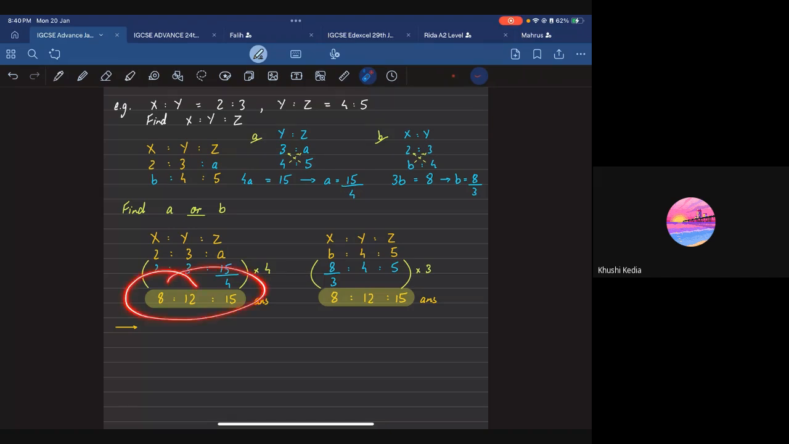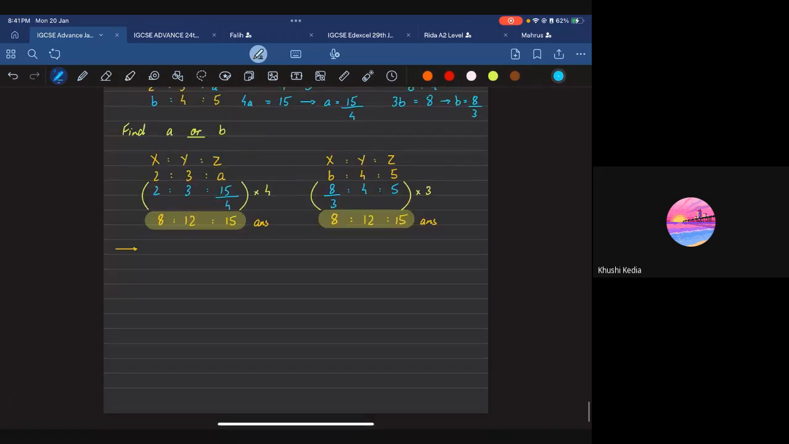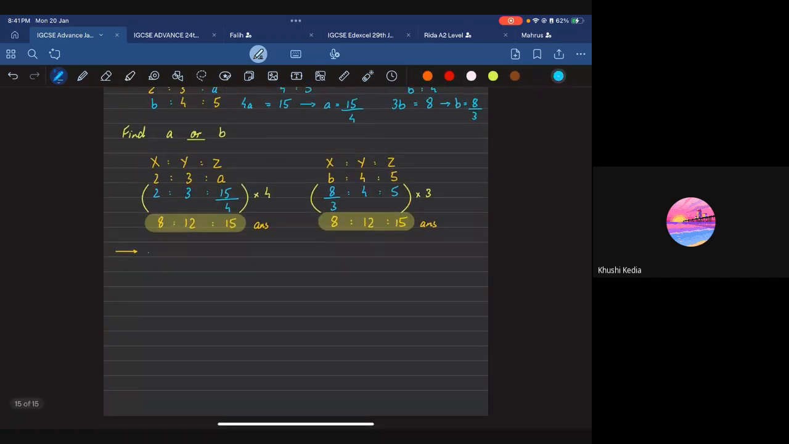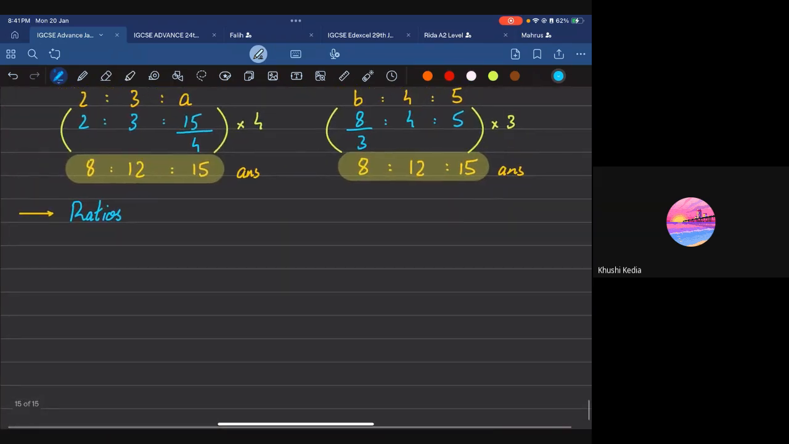Your final answer should always match. Clear? Okay, sir. All right. And what we know from this is that ratios need to always be expressed in their simplest forms.